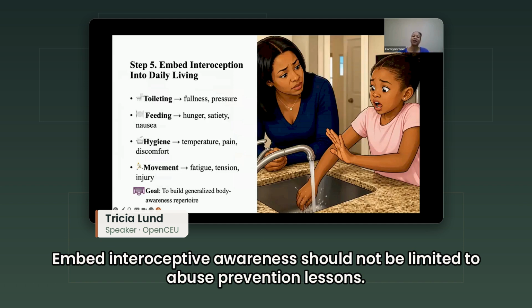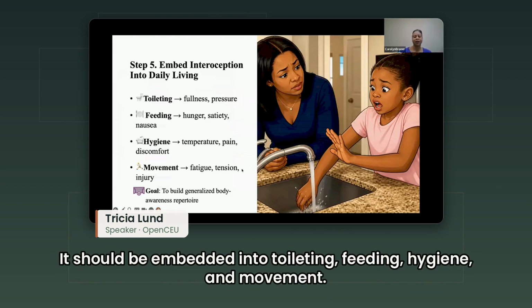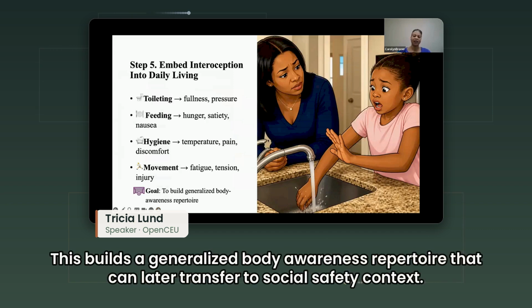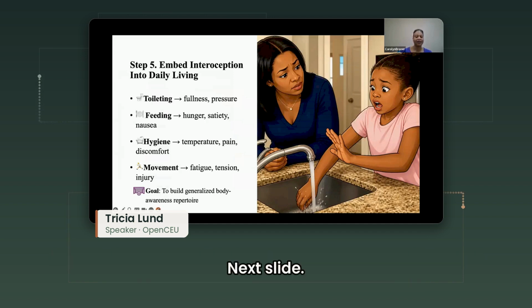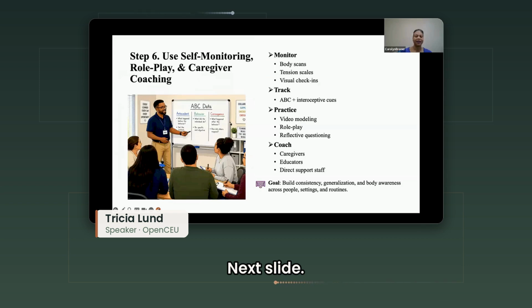Embed interoception into daily living. Interoceptive awareness should not be limited to abuse prevention lessons. It should be embedded into toileting, feeding, hygiene, and movement. This builds a generalized body awareness repertoire that can later transfer to social safety context. Next slide. And 6, use self-monitoring, role play, and caregiver coaching.